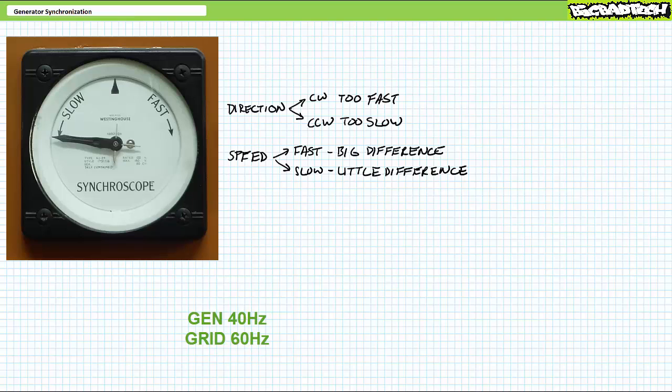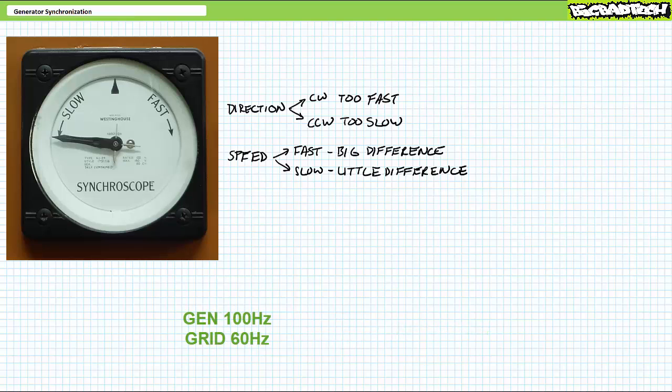Consider a generator at 40 Hz and the grid at 60. This is a pretty heinous mismatch on the slow side, and the needle would spin rapidly counterclockwise. In response, an operator would increase the speed of the prime mover to meet the grid. As the frequency of the generator gets closer and closer to the grid, the needle would continue to spin in the counterclockwise direction, however it would spin slower and slower and slower. Ideally, when the frequency of the generator matches that of the grid, the needle won't spin at all.